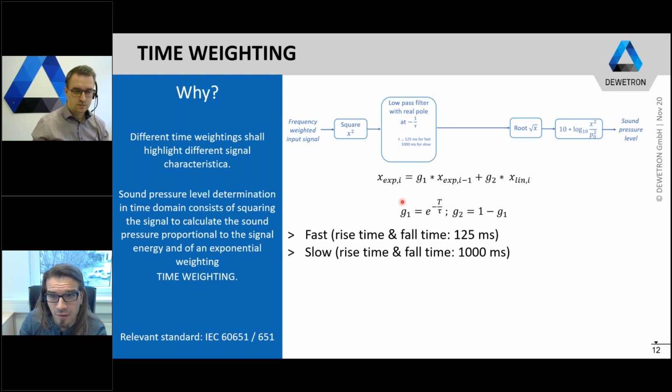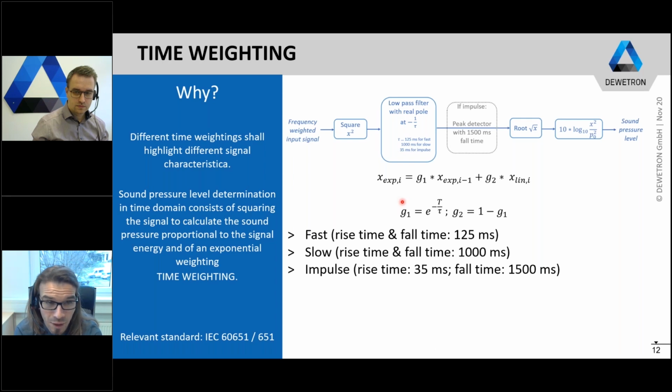and this is a mathematical equation which can be used to describe the time weighting as well. And in the past, there was a third time weighting as well, which is now also not contained in the standards anymore. By the way, the relevant standard is the IEC 60651. And this was a time weighting which has a rise time of 35 milliseconds, so very fast, and a different fall time of 1.5 seconds, so very slow. And in the signal processing domain, you could have realized this long fall time, for example, by a peak detector with 1500 milliseconds fall time.